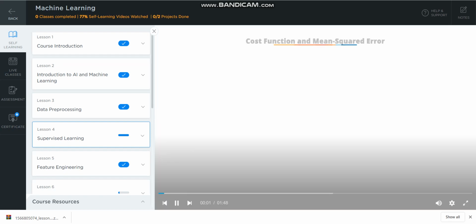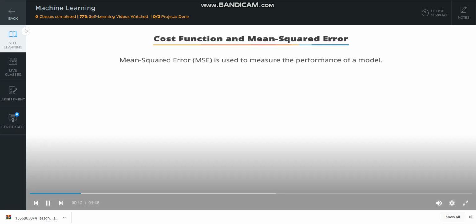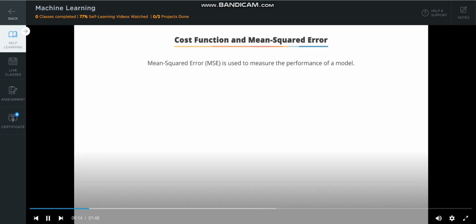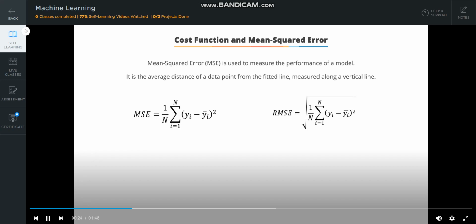Function. Let us understand mean squared error, MSE, first. MSE can be used to measure the performance of a model, and root mean squared error, RMSE, is just the square root of the mean squared error. It is the distance on average of a data point from the fitted line measured along a vertical line.